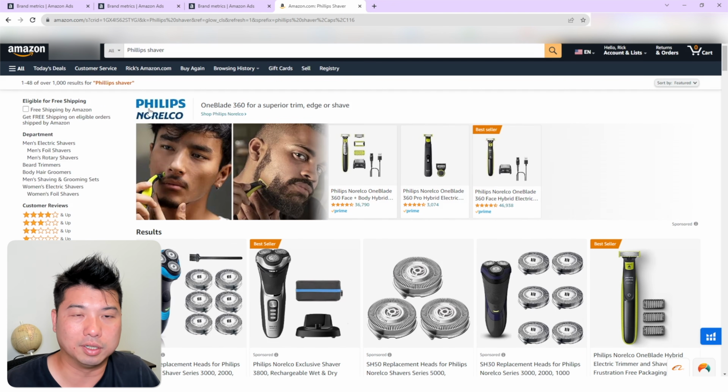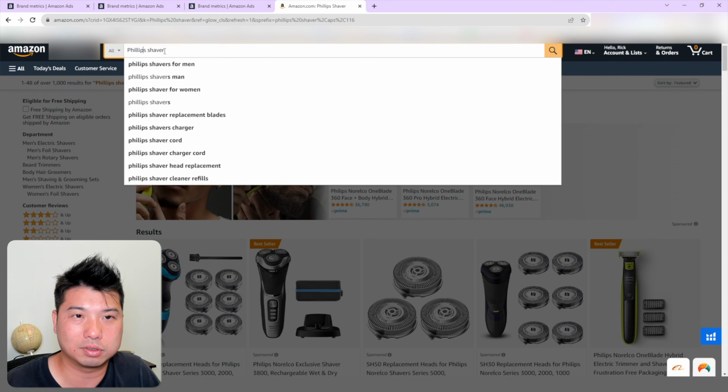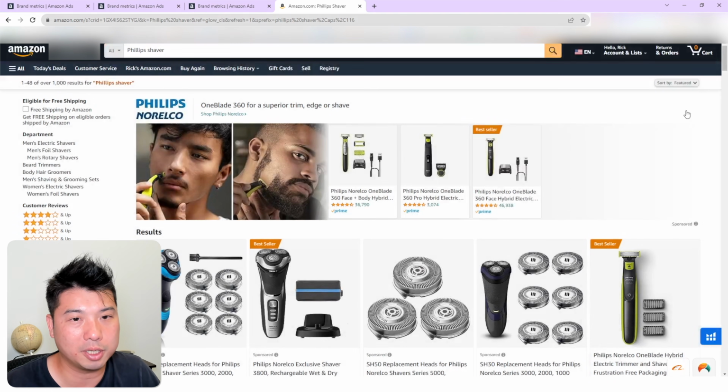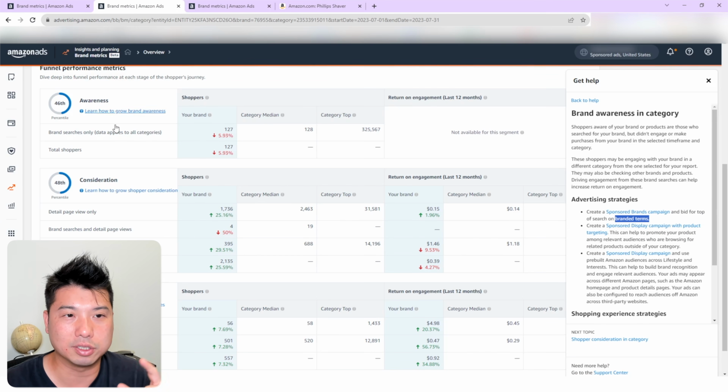You see the sponsored brand right here is Philips, and it's actually showing a Philips shaver. That tells me the chances are the customer would click on this and make a purchase on the Philips shaver. But let's say this is a different brand. Then if I click on it, even though I'm bidding on the brand, I would be purchasing from another brand, and this number would go up. You don't want that to happen.